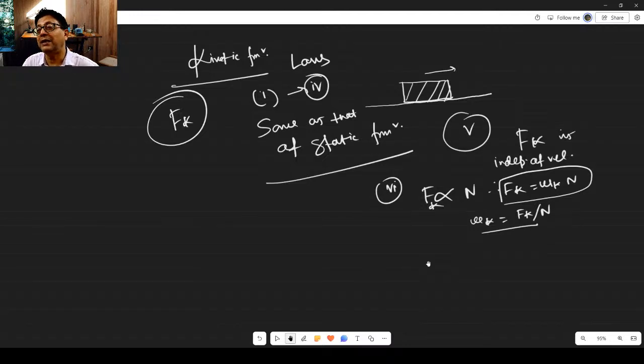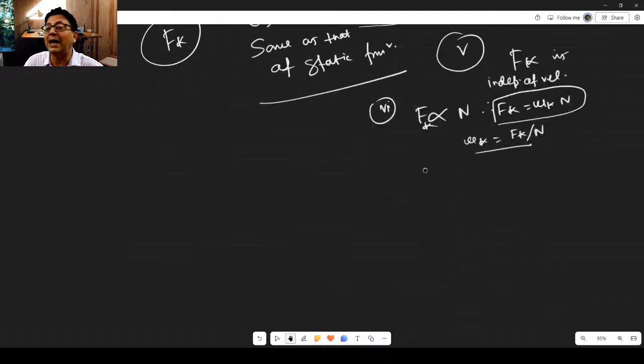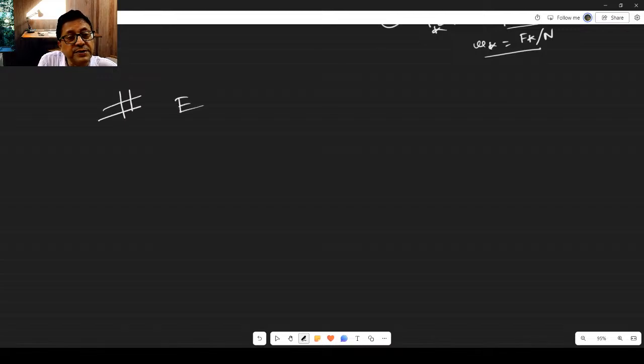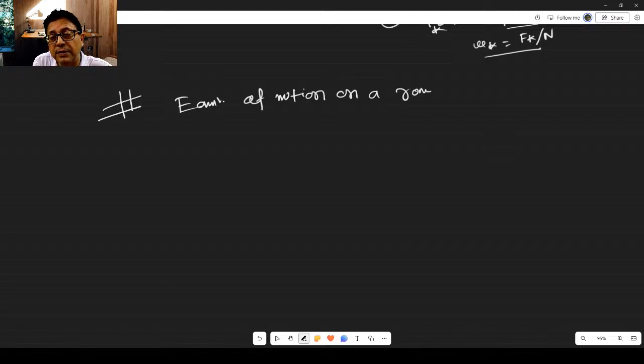Only thing you keep in mind is that the force of kinetic friction acts during motion of the object, and static friction during the static state. Okay, so let me write all the equations of motion. This is important, you must keep it with you. Equations of motion on a rough horizontal surface. First part is this: equations of motion on a rough horizontal surface.